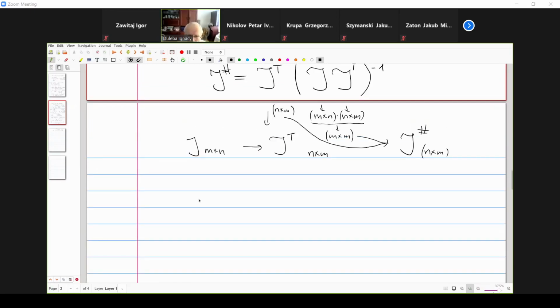But before doing that, in robotics, we define the so-called manipulability matrix.